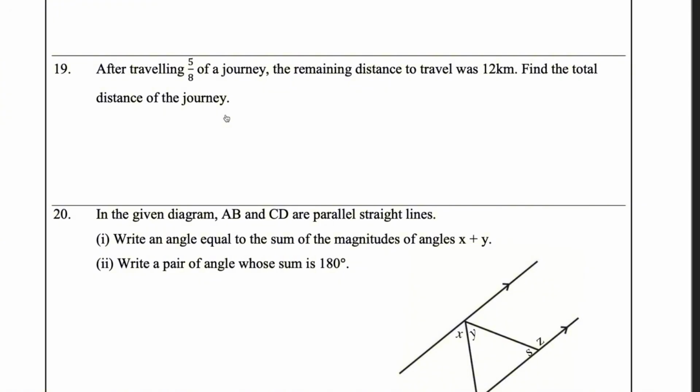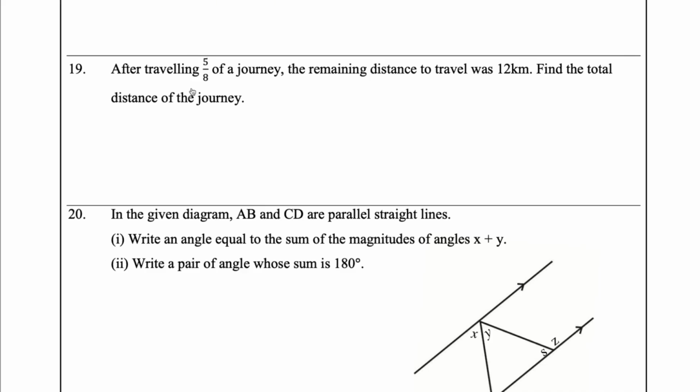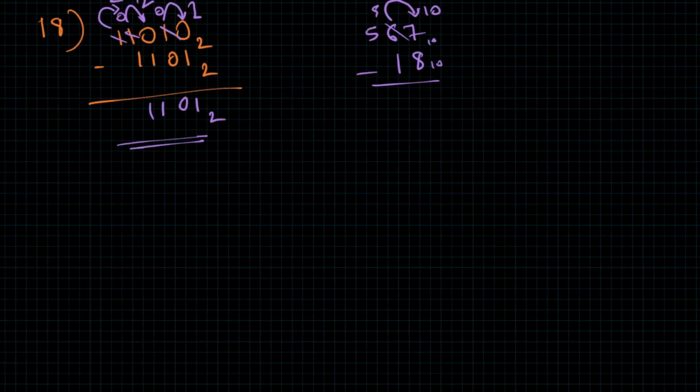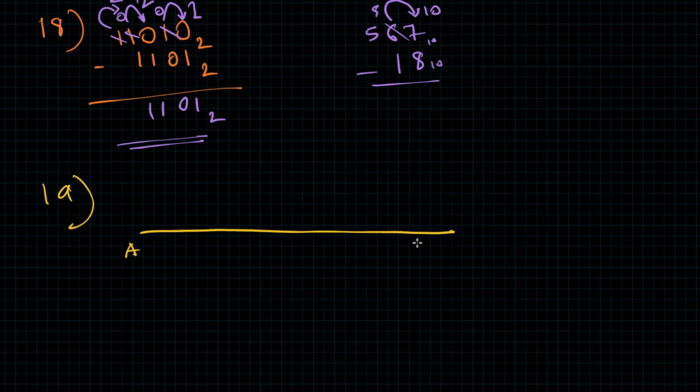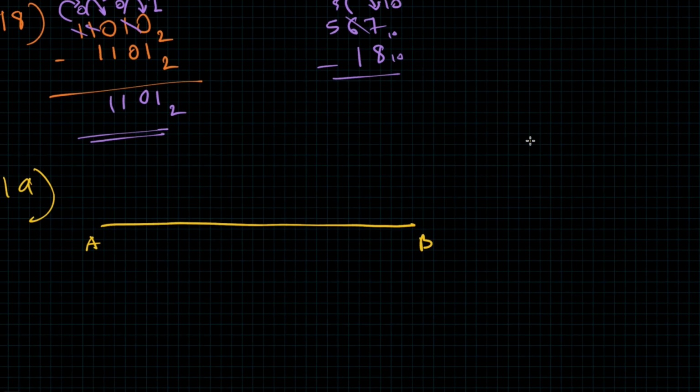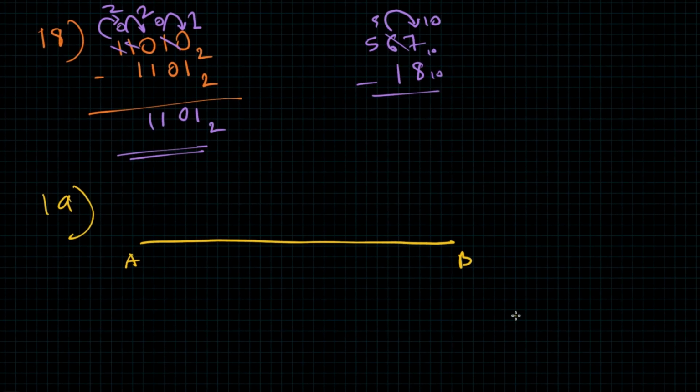After traveling 5 out of 8 of a journey, the remaining distance to travel was 12 kilometers. Find the total distance of the journey. Okay, let's go back. Now we should draw a diagram for this one. So let's say this is the entire distance to go. We need to go from A to B. Let's see what they're asking us to do.